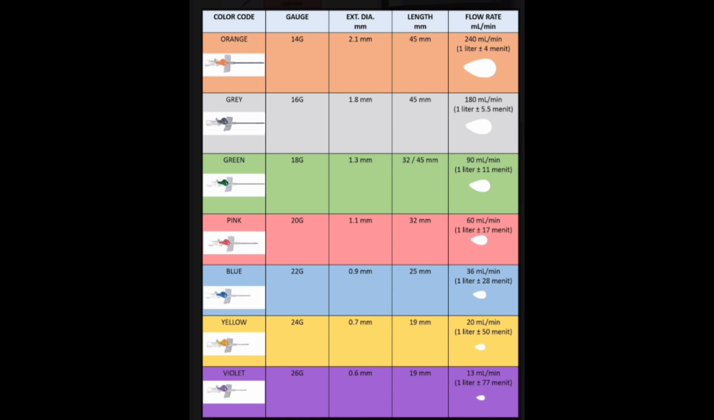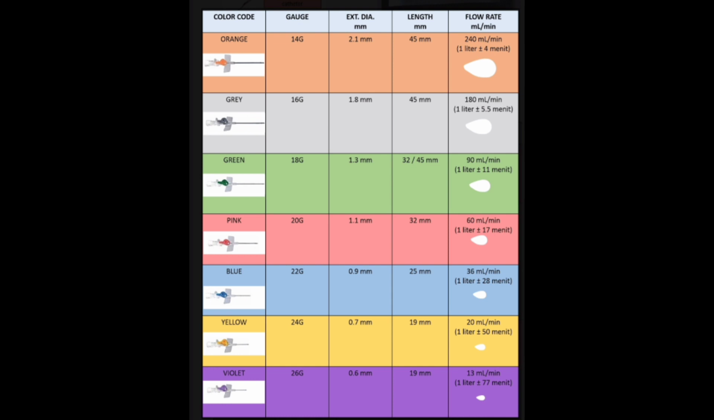Now the mnemonic is OG, Golgappa Pani Puri Banao, Yaha Paroso. O stands for orange, that is 14 gauge. The first G stands for grey, that is 16 gauge. With each color you are going to add 2 gauges. Okay. Golgappa, that is again G, 18 gauge.